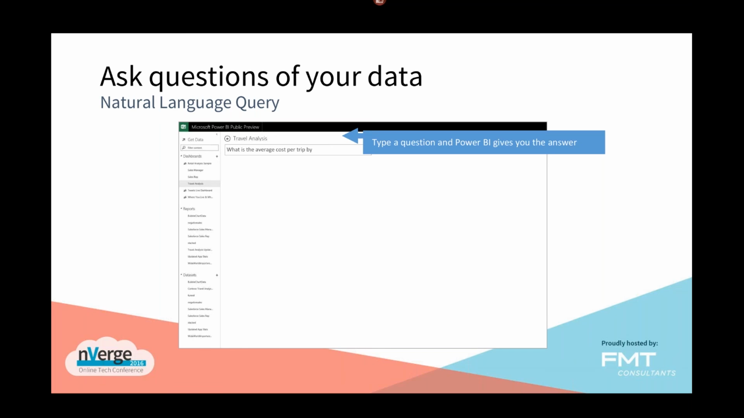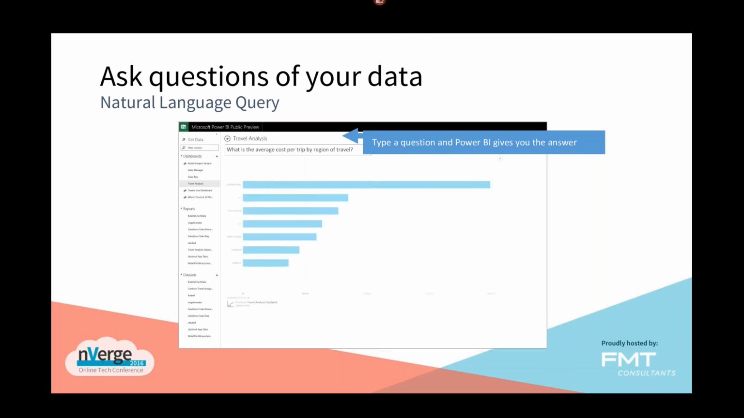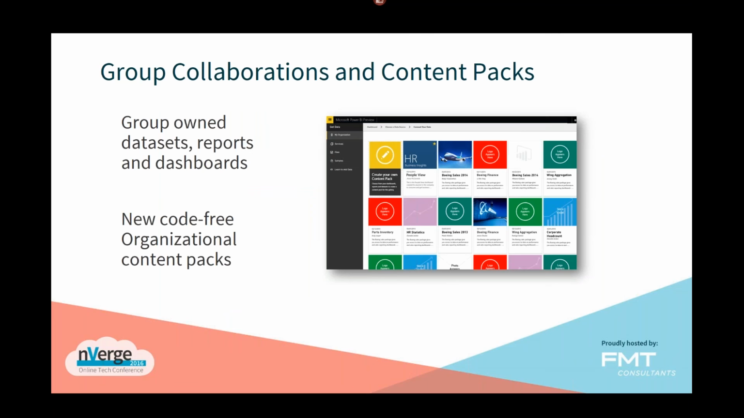One of the awesome features that I love, one of my favorite features, is natural language queries. You can ask questions of your data. You may not have built the chart or the graph yet, but you realize your data set is up there. You can ask questions of your data, and it will return what it thinks is the best chart or graph to answer your question for that data. So here is, what is the average cost per trip by region of the travel? Boom, it shows up and gives you a bar chart that hopefully answers that question. We'll go into that a little bit too.